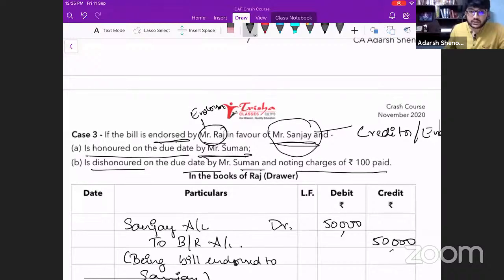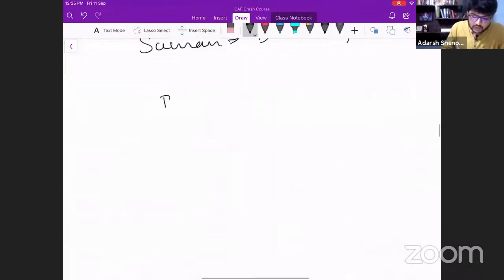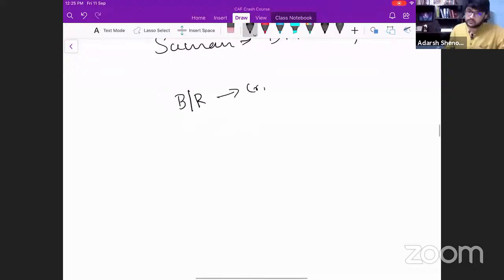So here, what should I credit? The bill receivable should be credited. Yes or no? Because this is becoming irrelevant, redundant. How much should I credit to bills receivable? The face value of the bill. What is the face value of the bill? 50,000 rupees is the face value of the bill, which is to be credited to bills receivable account. Is this it? No. I'm also paying something towards noting charges because I'm the holder of the bill. I'm the endorsee. I have the bill. I'm going and getting it protested. I'm paying noting charges.